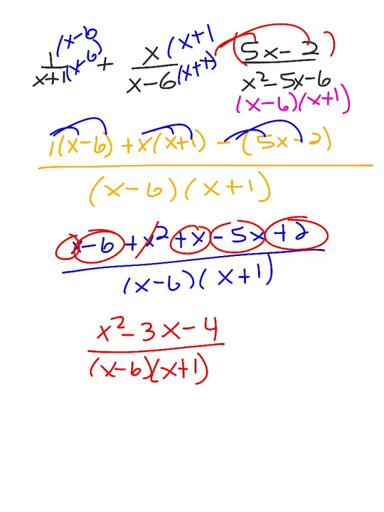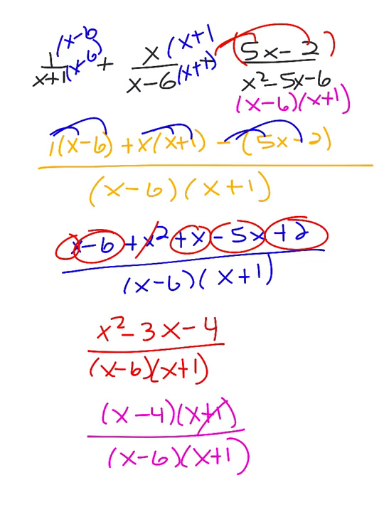So the numerator factors and becomes (x minus 4)(x plus 1) over (x minus 6)(x plus 1). X plus 1 and x plus 1 reduce to 1 and 1. So I have x minus 4 over x minus 6.